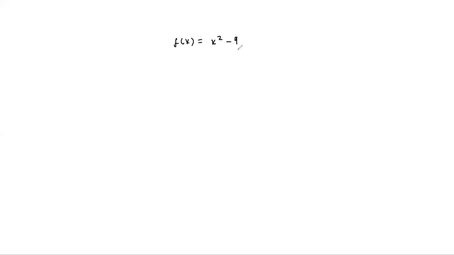But here I don't have a b. I only have a and c. Why? Because f of x, as we know, is ax squared plus bx plus c. So in this case, a is going to be 1, b is going to be 0, and c is going to be minus 9. Okay? So let's use the quadratic formula again. So I have minus b plus or minus root of b squared minus 4ac by 2a.